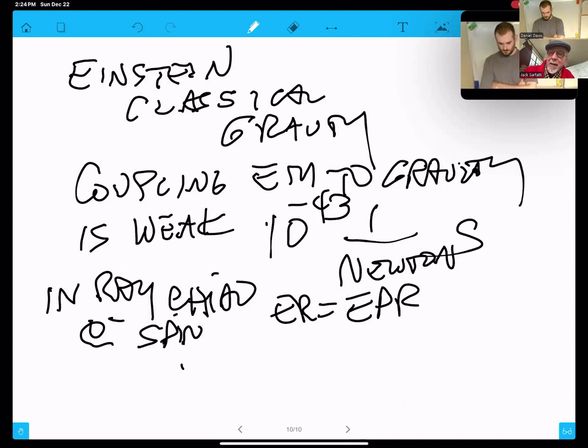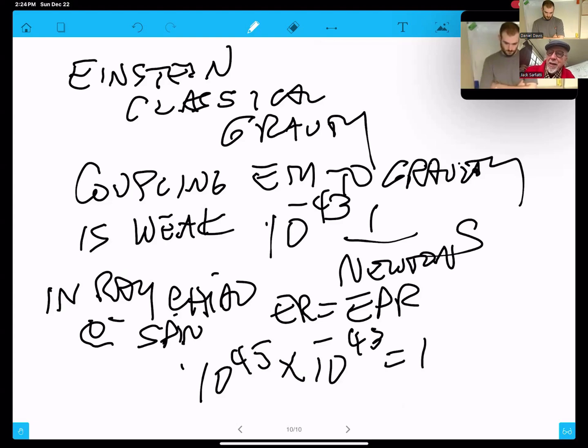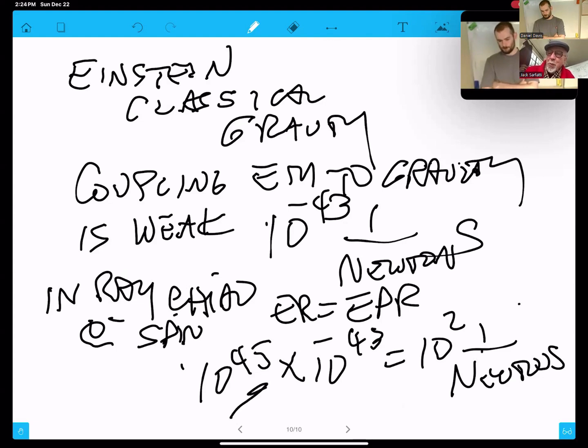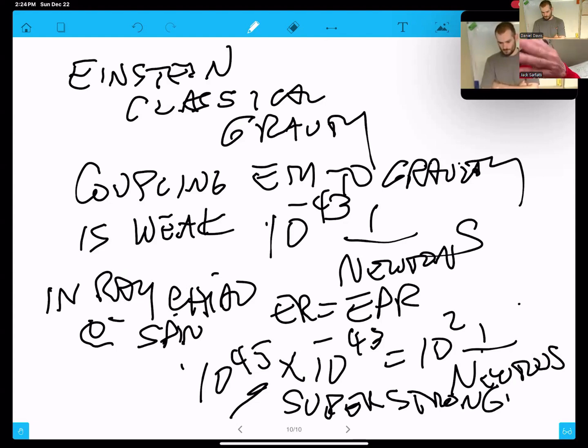The coupling is roughly 10 to the 45 times 10 to the minus 43, 10 to the 2 newtons. Super strong. And that's both good and bad. Okay, so that's what we're working on now. You got that, so we get that super strong.